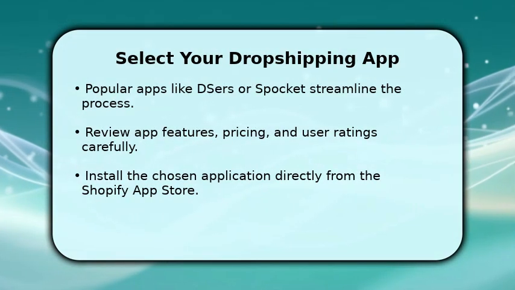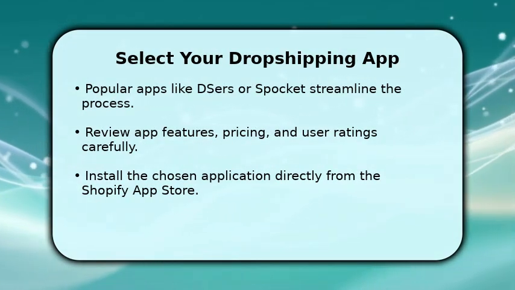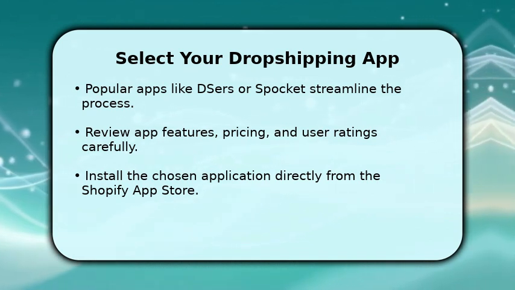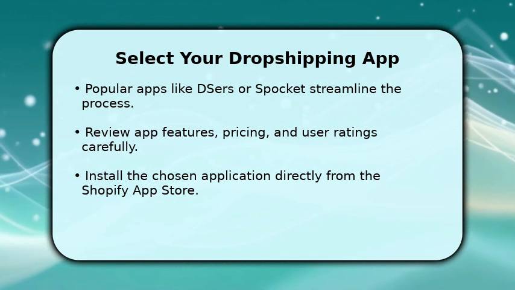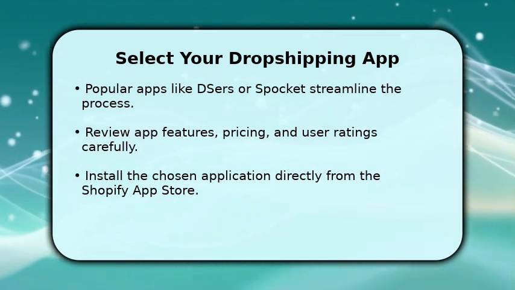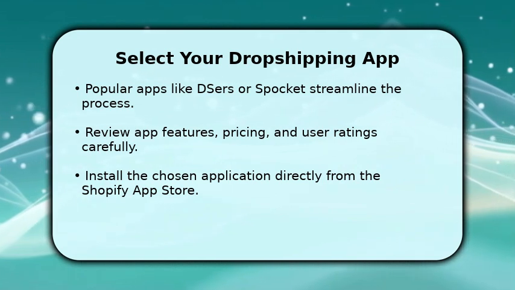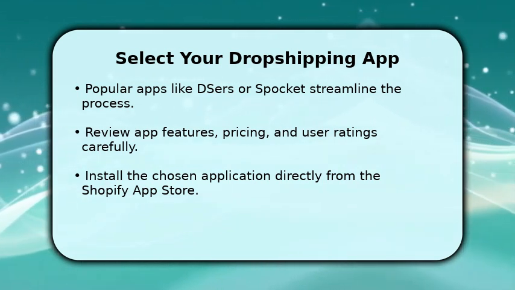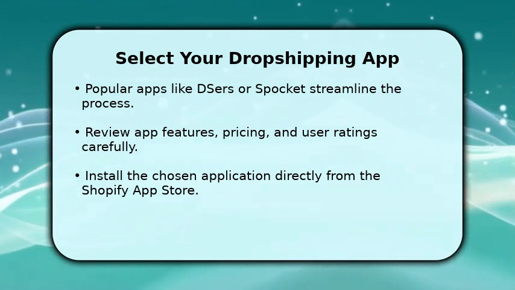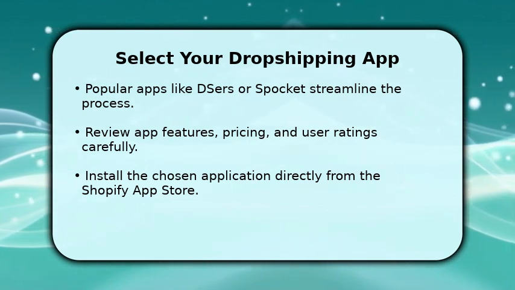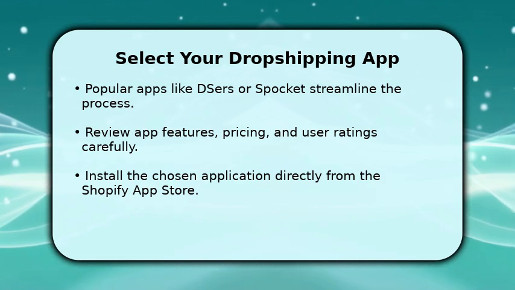To begin, you will need to choose a dropshipping application. Apps such as DSers or Spocket are widely used for their robust features and ease of integration. Take time to compare their functionalities, subscription costs, and customer reviews to find the best fit for your business needs. After making your selection, simply install the app from the Shopify App Store and authorize it to connect with your store. This setup typically takes only a few minutes.